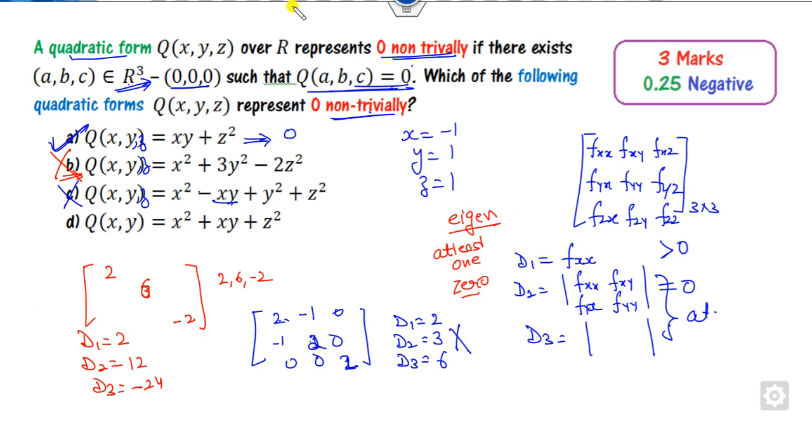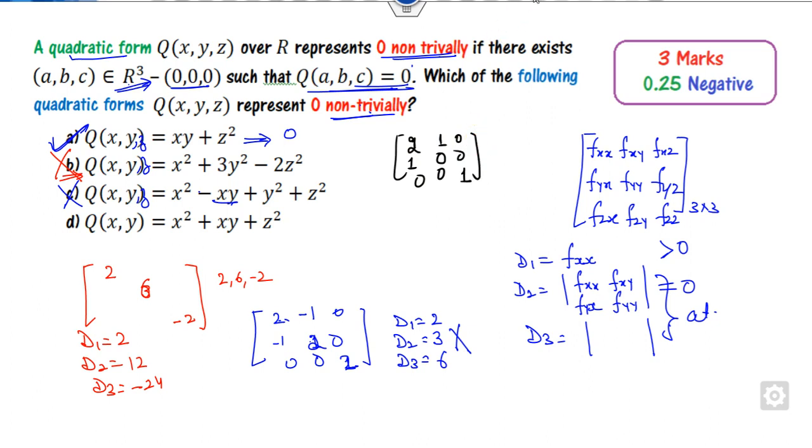Look at the last option. Let me rub this one. Look at the last option. What is that? This is my 2, yy is 0, yz is my 1, this is my +1, this is +1, this is 0, 0, 0 and 0. Now you can compute: D1 is my 2, D2 is my minus of 1, D3 is my 0. So look at that, 0 is satisfied, at least one of them is 0, and the first value must be positive, so this is the right answer.